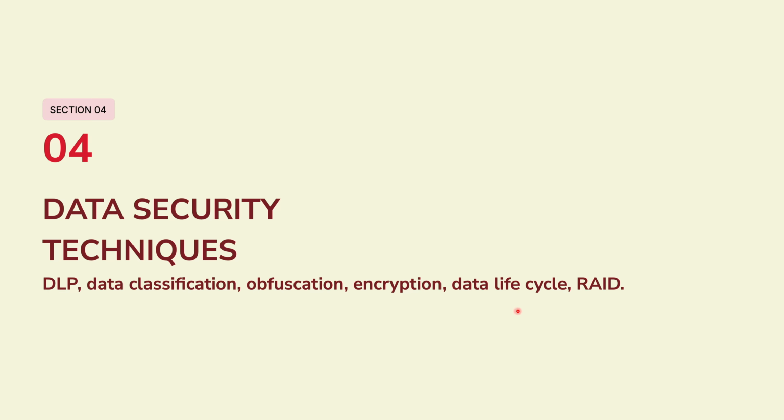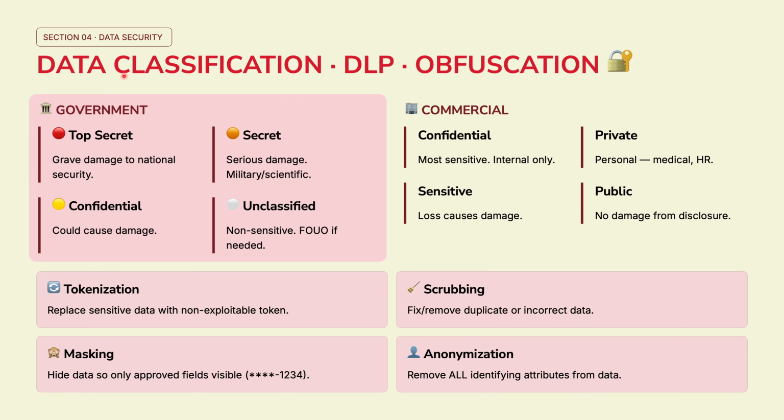Classification drives every subsequent control decision, by the way. Now, let's take a look at the data classification, the DLP obfuscation, starting with the government data classification. You look at it here, there's top secret, that's like a great damage to national security; secret, serious damage to national security; confidential could cause damage; unclassified, non-sensitive.